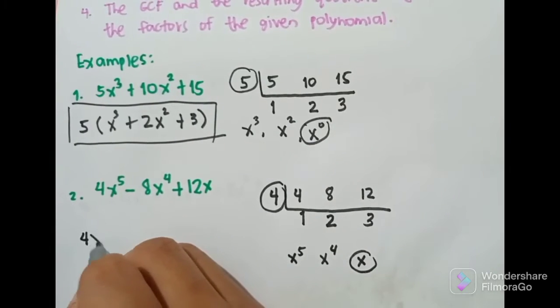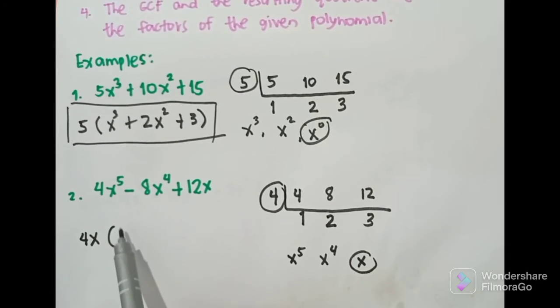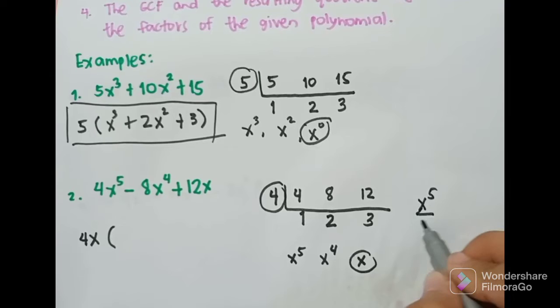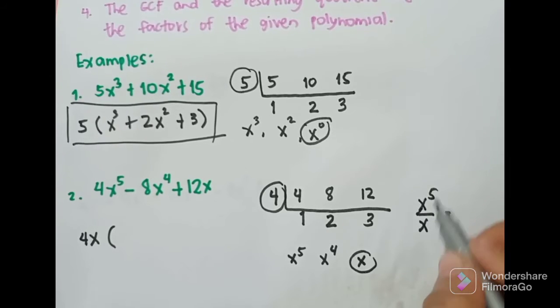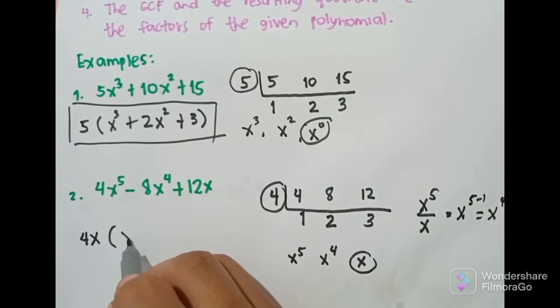So magiging 4x. Divide na lang natin sa isip natin. 4 divided by 4, that is 1. Wag na natin ilagay yung 1 kasi pag nilagay natin yung 1, kabaduyan pa yun. Okay, so x to the 5th divided by x. Paano ba mag-divide ng variables? Recall tayo ulit. Pag nagdi-divide tayo ng variable, for example, x to the 5th divided by x, isusubtract lang natin yung exponent. So x, 5 minus 1, and that is equal to x raised to 4. Okay, so sagot dito ay x raised to 4.